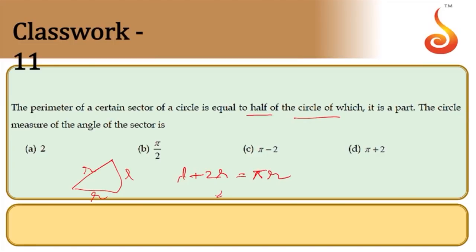So from here, we say that r multiplied by pi minus 2 is equal to L. L is equal to r into pi minus 2. We know the circular measure of an angle of the sector. This angle theta is nothing but, so what is that theta? L is equal to r into theta. But L is equal to r multiplied by pi minus 2, which is equal to r theta.